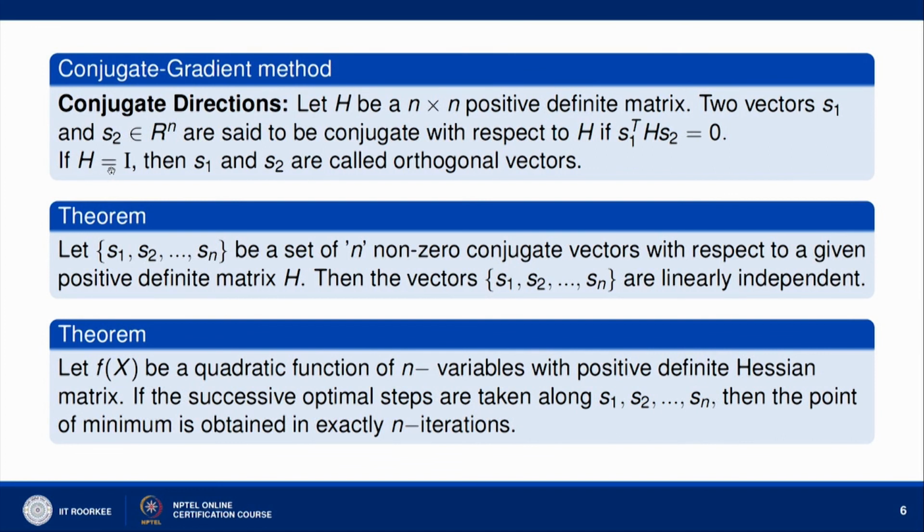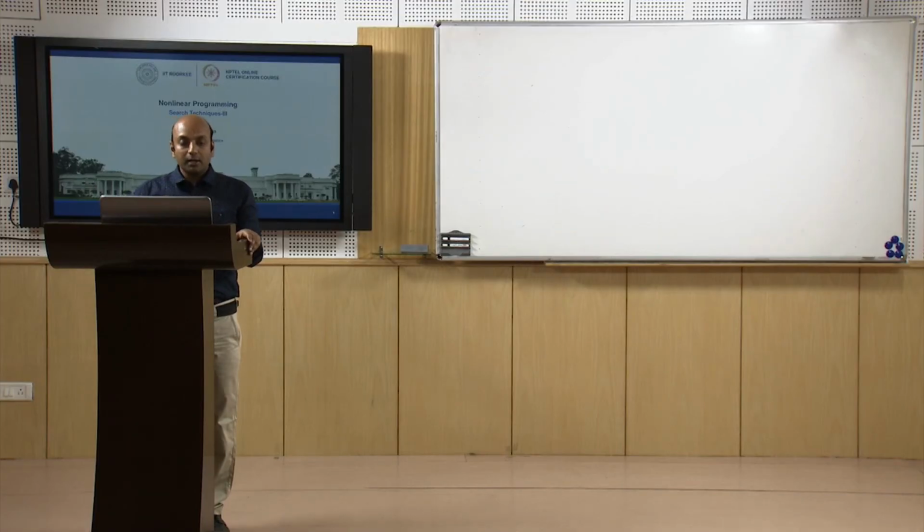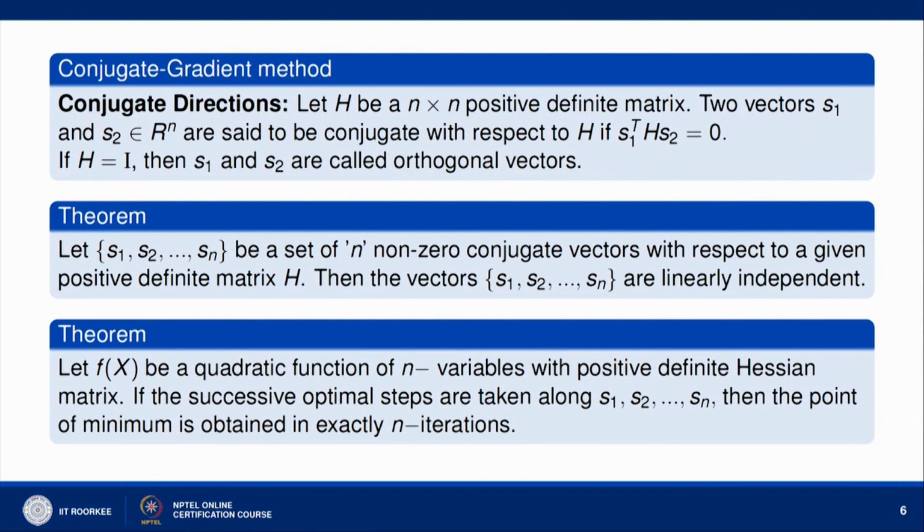Now, if H equals the identity matrix, then S1 and S2 are orthogonal vectors. We already know that if it is an identity matrix, then S1 transpose S2 equals 0, which means the vectors are orthogonal. Now, we have a theorem: let S1, S2 up to Sn be a set of n non-zero conjugate vectors with respect to a given positive definite matrix H. Then the set of vectors S1, S2 up to Sn are linearly independent.